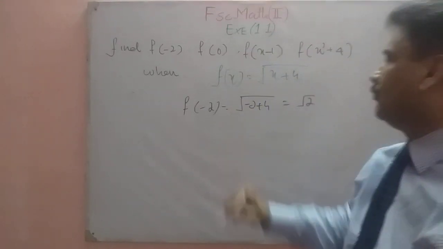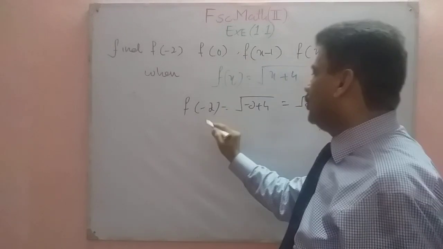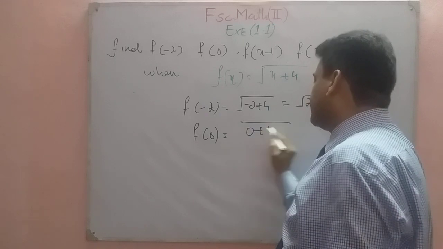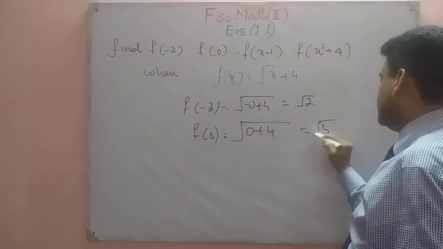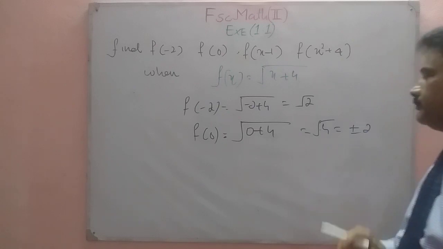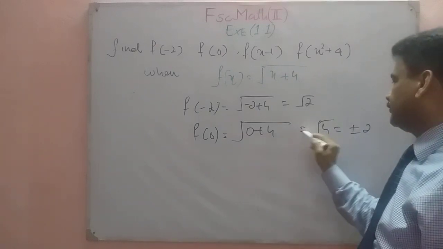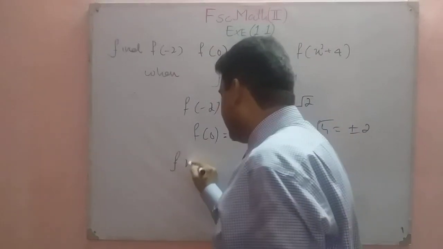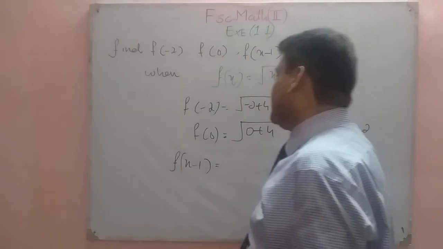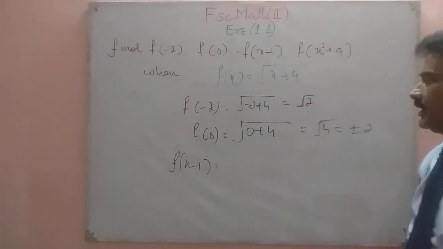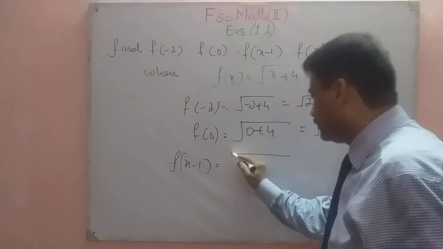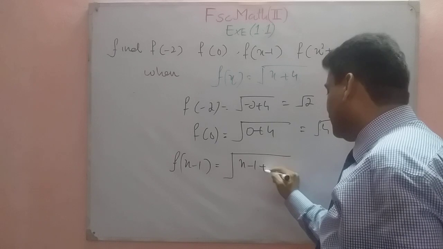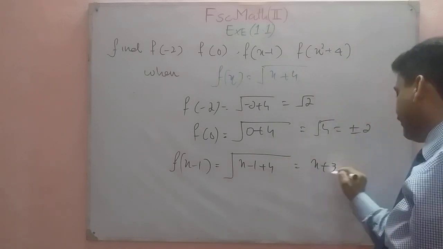To find f of 0, we just replace x by 0. We will get f of 0, 0 plus 4, square root of 4, which is equal to plus minus 2. We write here f of x minus 1. To find f of x minus 1, we just replace x by x minus 1 in this function. We will get under root, x minus 1 plus 4, we will get under root x plus 3.